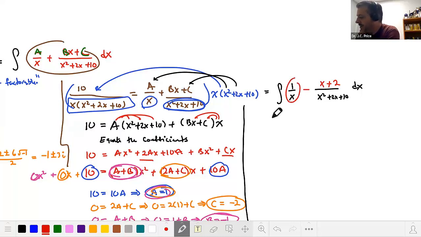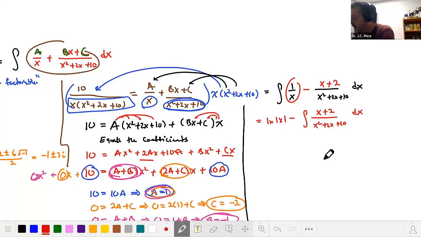And now I can integrate this piece here. That's not a problem, right? So I can integrate that pretty quickly. It's just ln of absolute value of x. And I have minus now this integral of x plus 2 divided by x squared plus 2x plus 10 dx. Now this is going to be a little bit tricky for me to integrate. The first step I would look for, though, to integrate this is always substitution.